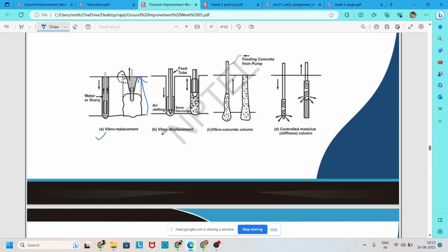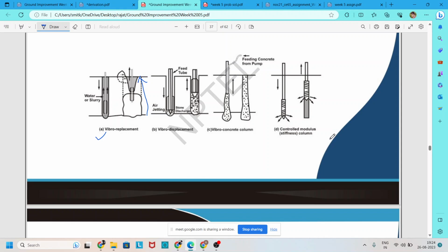The second one is vibro displacement. Here we apply air jetting to displace the surrounding soil, and we fill this column with good material through a feed tube. The third one is the vibro concrete column. Similarly, a tube is inserted in the ground and concrete is placed in the ground through this feeding tube, and like that a concrete column is created and improves the ground.